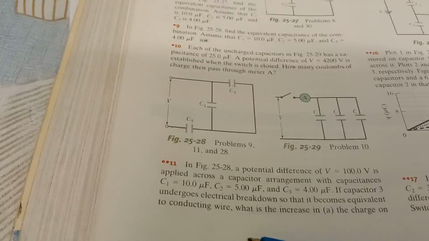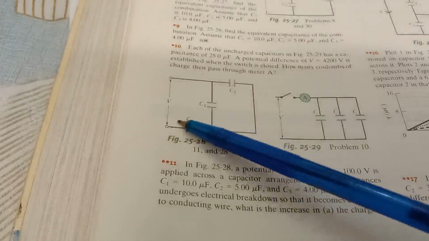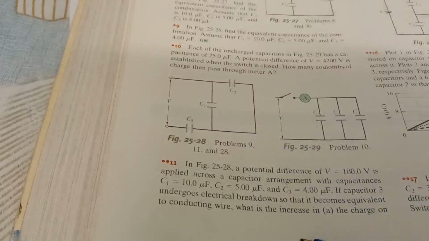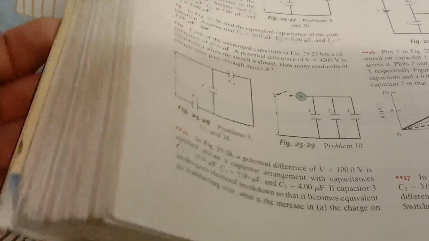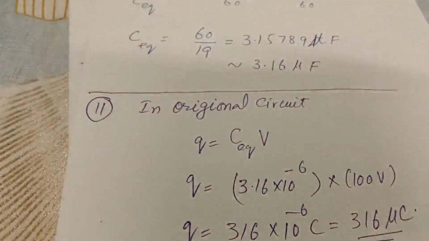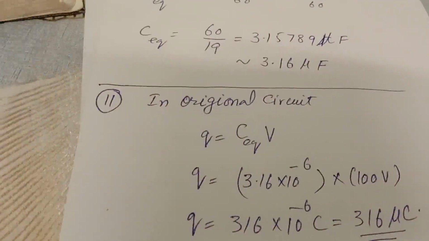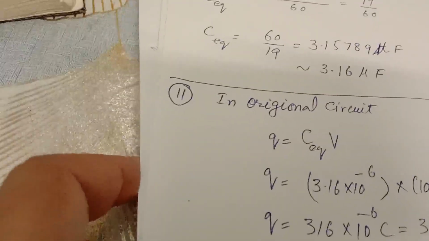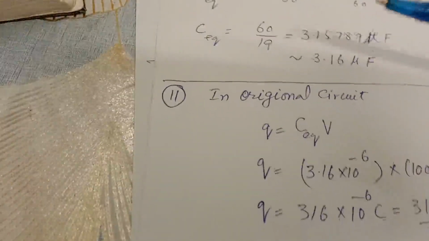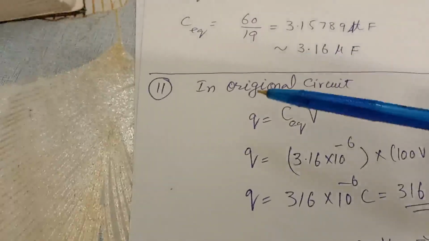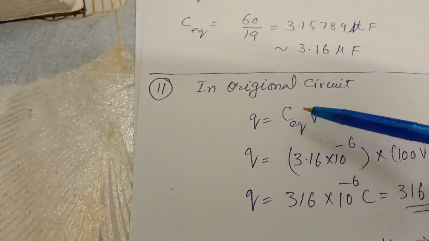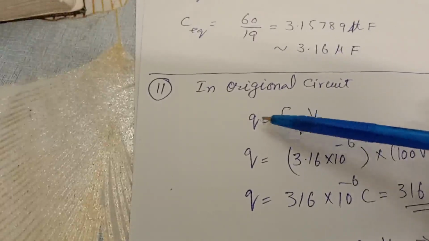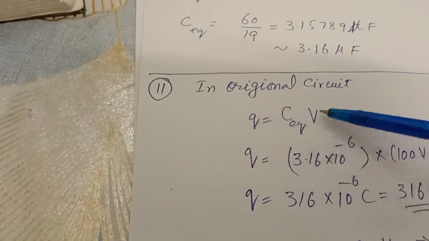It means this capacitor is removed. What is the increase in charge on C1 and the potential difference across C1? So we have to find the change in charge stored on C1. First we find the charge in the original circuit. The original circuit is as we solved in question number 9. We know that Q is equal to Ceq into V.